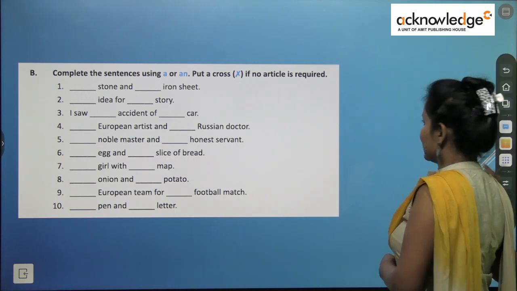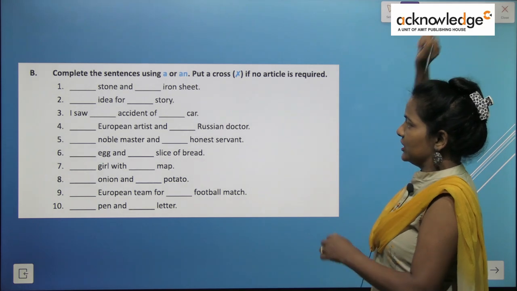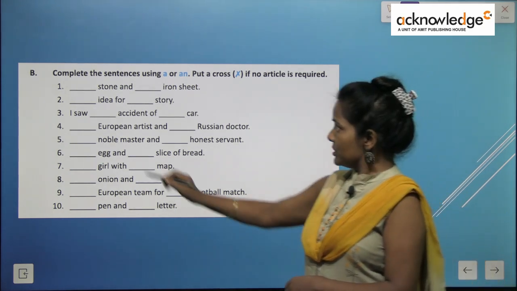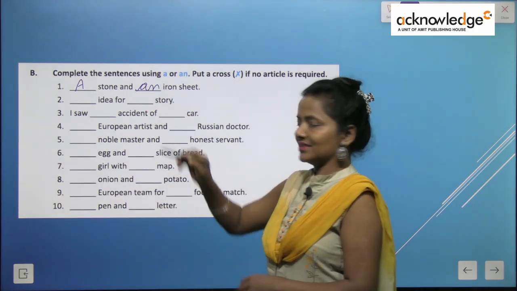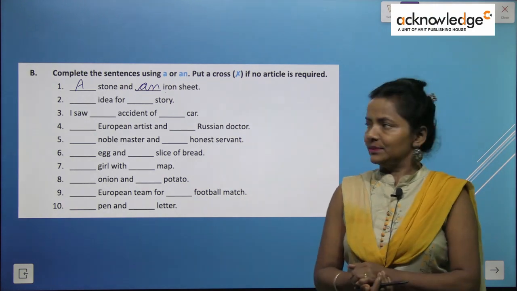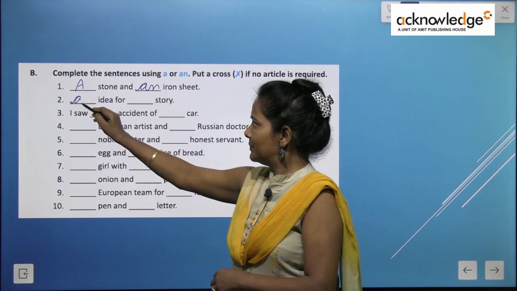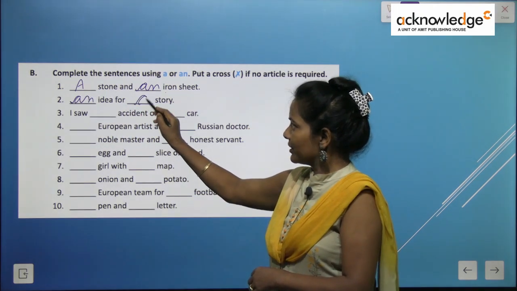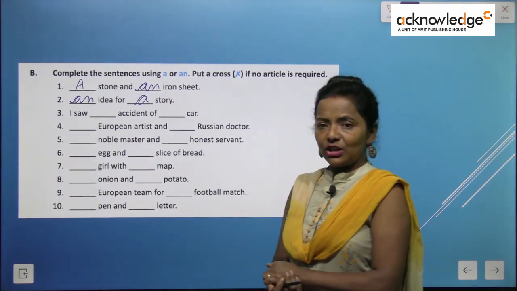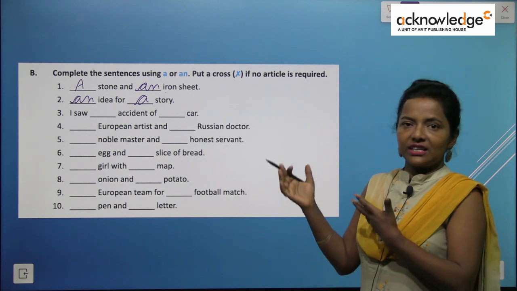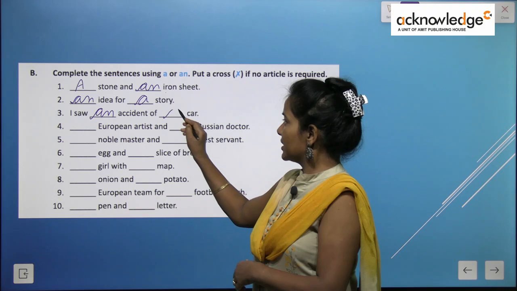Okay children, let's start. Dash stone and dash iron sheet. A stone and an iron sheet, because I is a vowel. Idea, I vowel. An idea for a story. I saw dash accident of dash car. I saw an accident of a car.